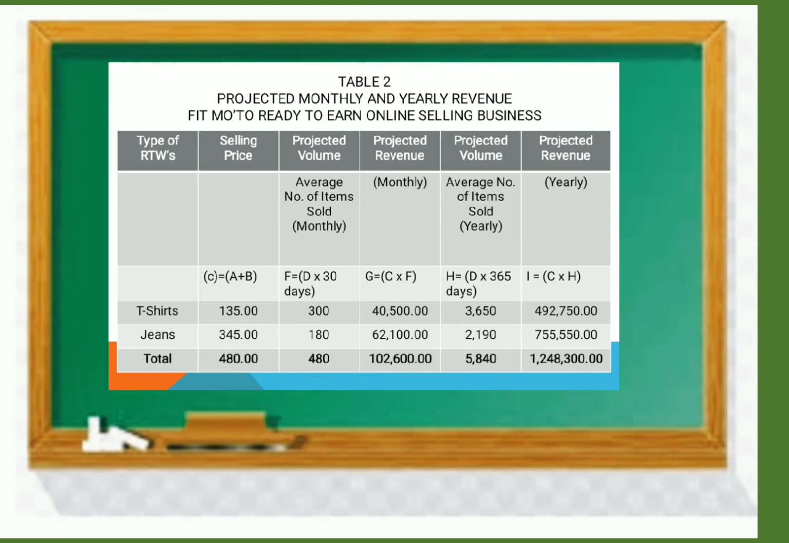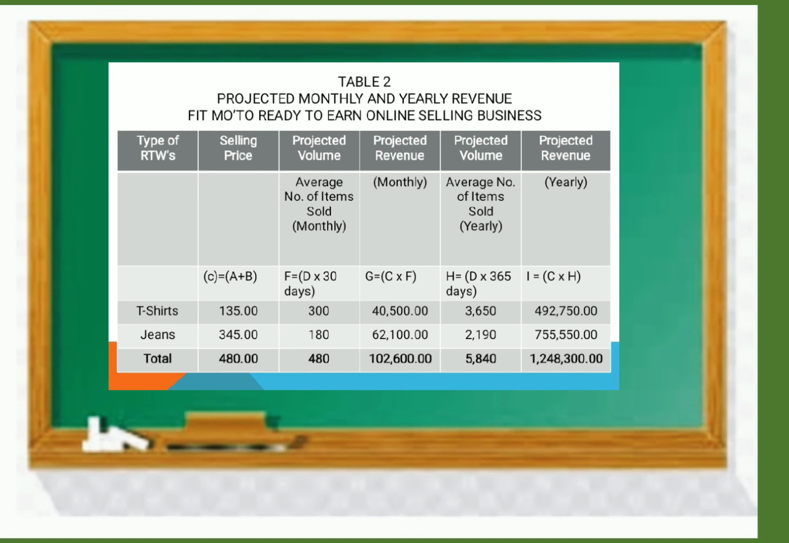Projected monthly and yearly revenue, FETMUTU Ready to Wear online selling business. So we have here the type of RTWs, selling price, projected volume, projected revenue, projected volume, and the projected revenue. Monthly and then yearly. Okay? So we have here the t-shirts, which is usual 135. Sa 300 kabuok sa monthly, na kay 40,500.